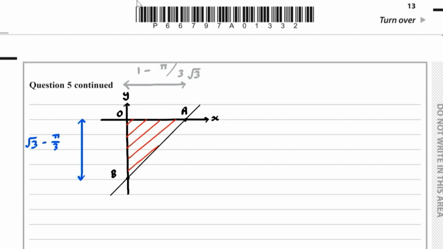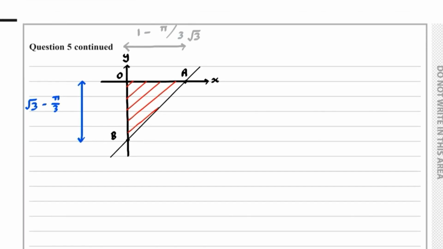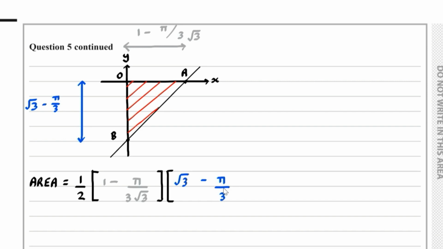So we can calculate the area then quite simply. The area, we've got 1/2 times the base of the triangle, which is 1 minus pi over 3 root 3, and then we will multiply this by the height, root 3 minus pi over 3.